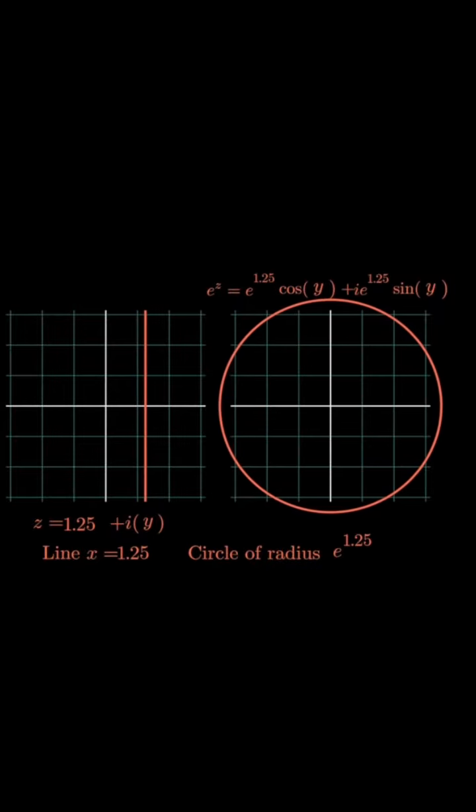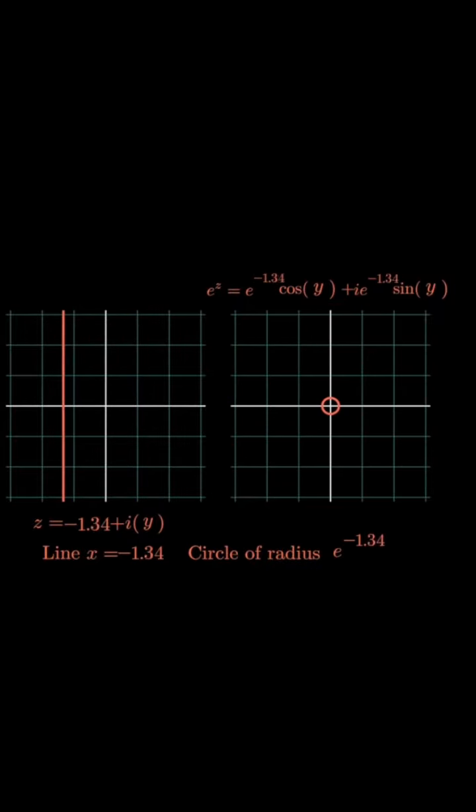Okay, back to the animations in this video. Just remember, e to a negative number is a really tiny positive number. So now you see each vertical grid line gets transformed into a circle by the complex exponential.